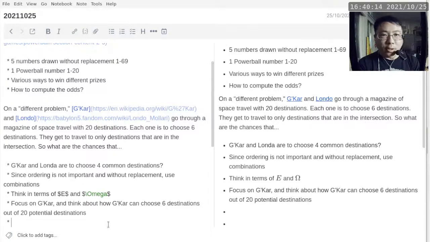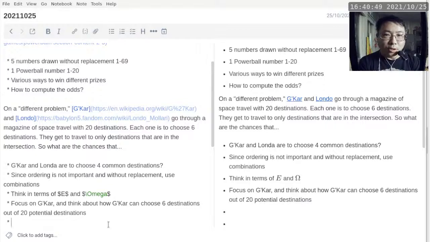We know we are dealing with experiments. So think about each destination that Jakar is going to choose. Each destination chosen is one trial in the experiment, and the experiment has 6 trials because we need to pick 6 destinations, without replacement. So we cannot have the same destination appearing more than once. So if we just want to count the number of ways that Jakar can choose 6 destinations out of all the 20 potential destinations, what are we looking at?